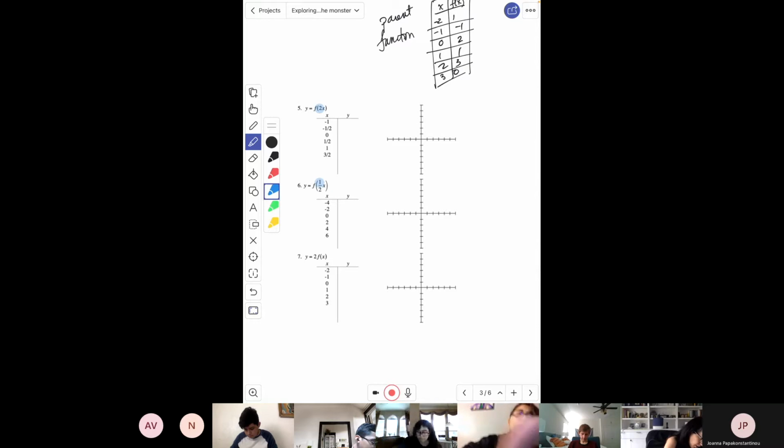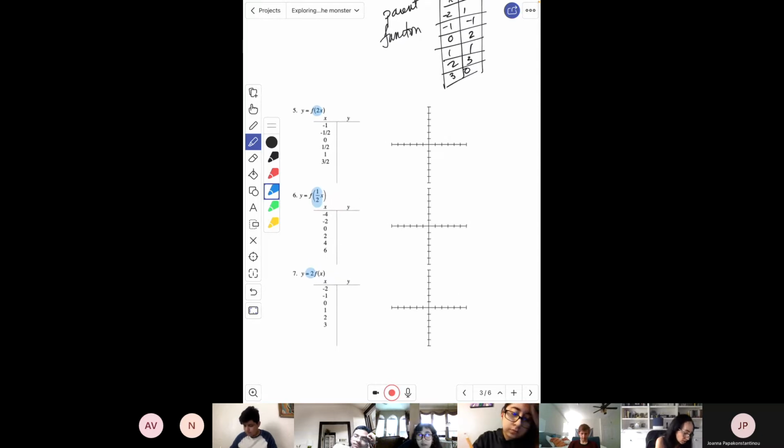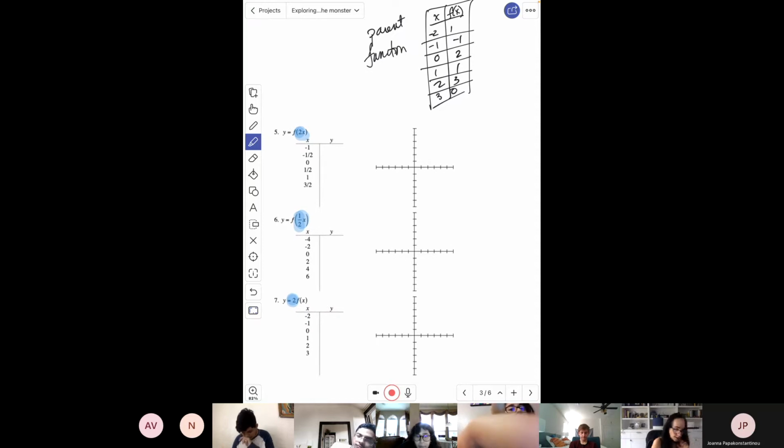So we're going through the same process, and we're trying to identify the transformations. Just to give you a little hint, here we're impacting the x, right? We're doing something to the x. We're technically doubling x. Here we're taking half of x. In this one, we're doubling y, right? So you have to be able to identify whether you're impacting the x or the y. So go ahead and try those.